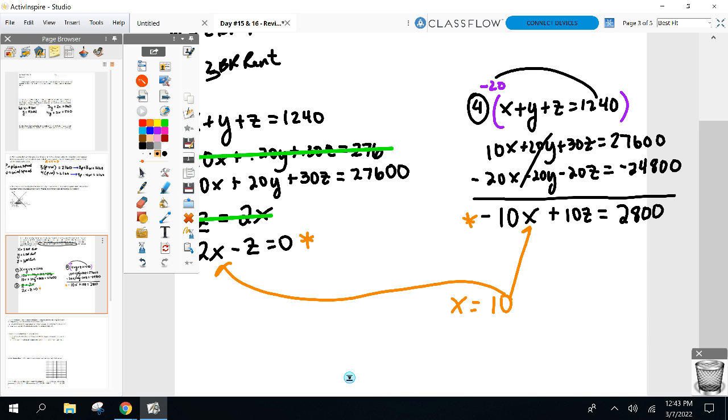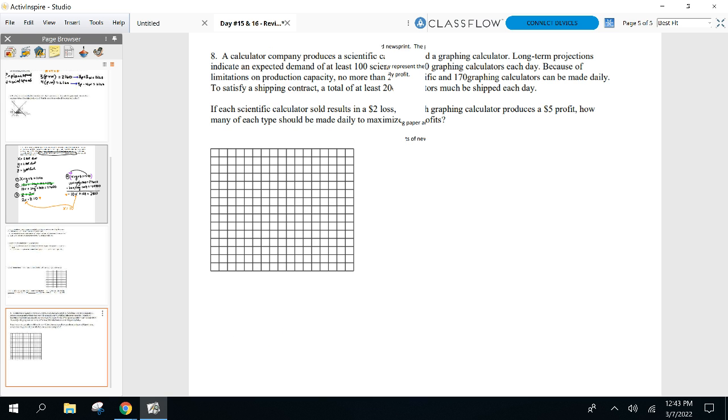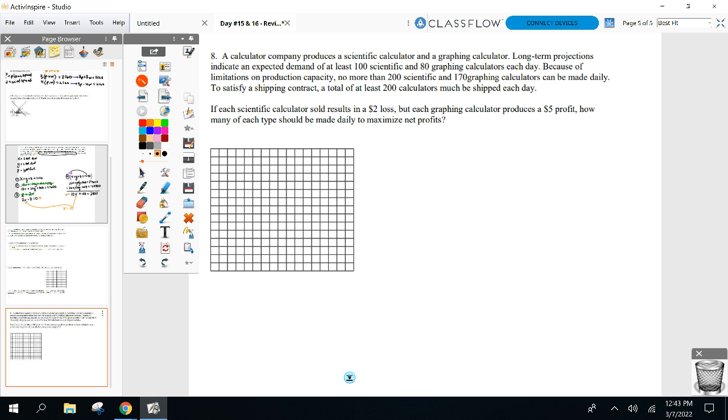And finally, one more linear programming one. That'll be at the end of your test as well, except it won't be parts A through E. It'll just be mashed up into one. All right, so go to number 8. Read about the calculator company. A lot going on in this one. You definitely want X and Y as your variables.